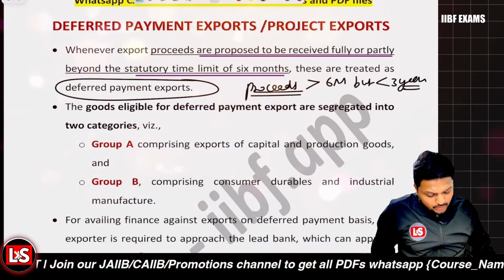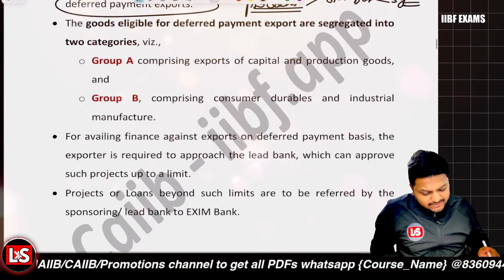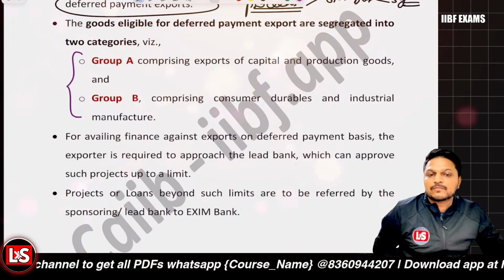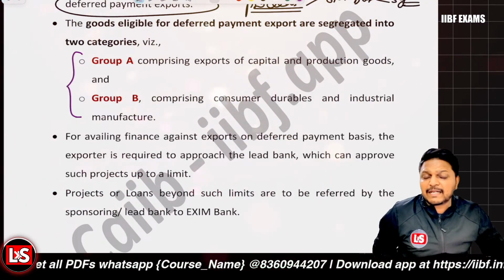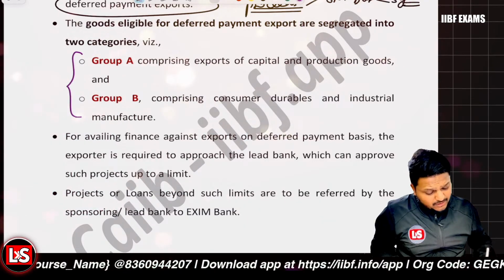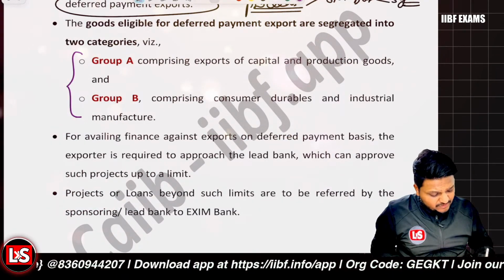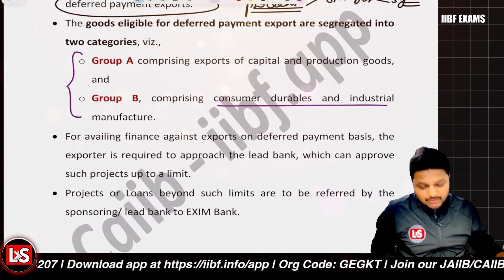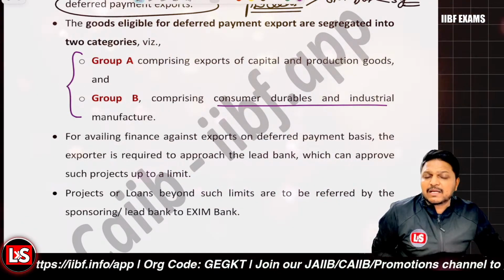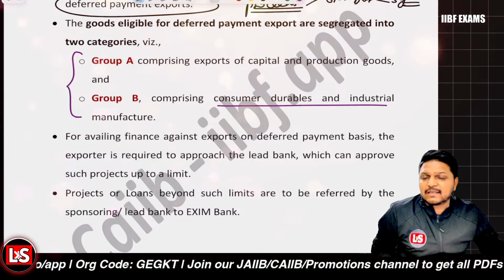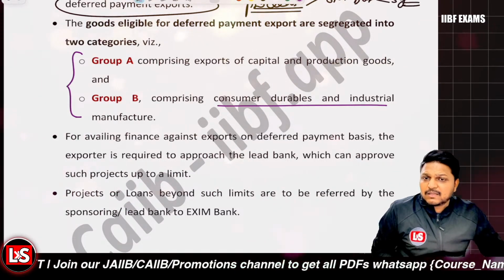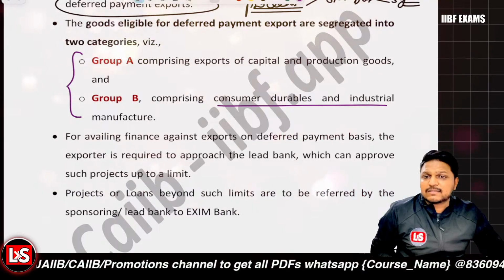Now the goods eligible for the deferred payment exports are segregated into two categories, Group A and Group B. Group A is related to capital goods and production goods, and Group B is related to consumer durables and industrial manufacture. So these are the two categories against which deferred payment basis finance can be available from the Exim Bank, right? And that was related to it.